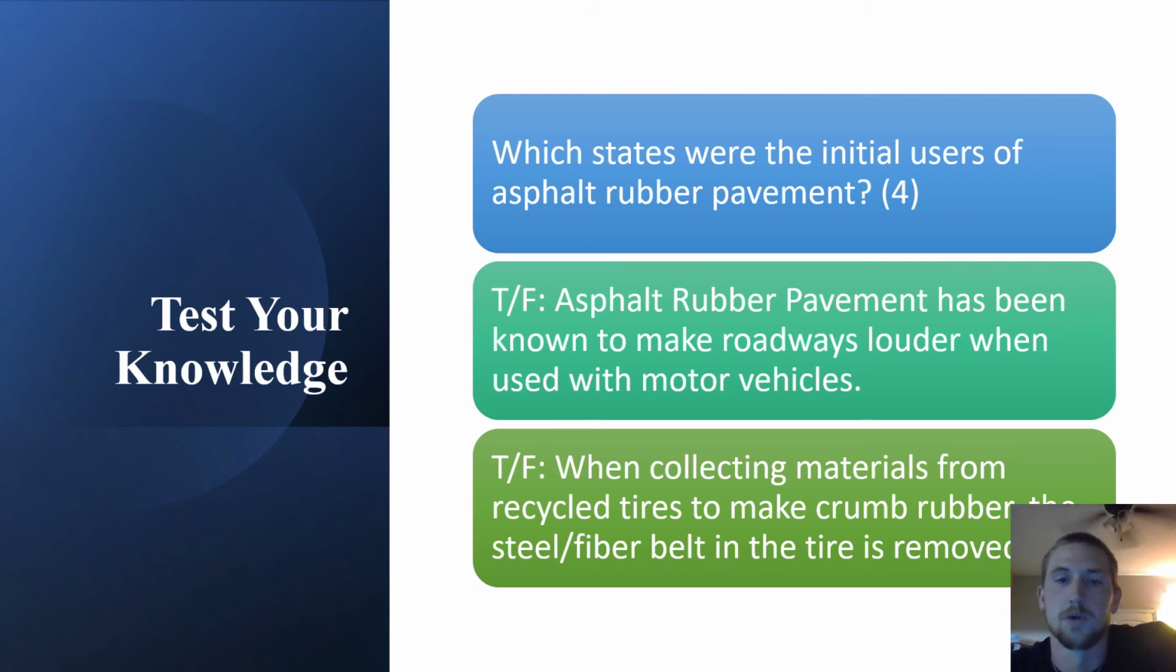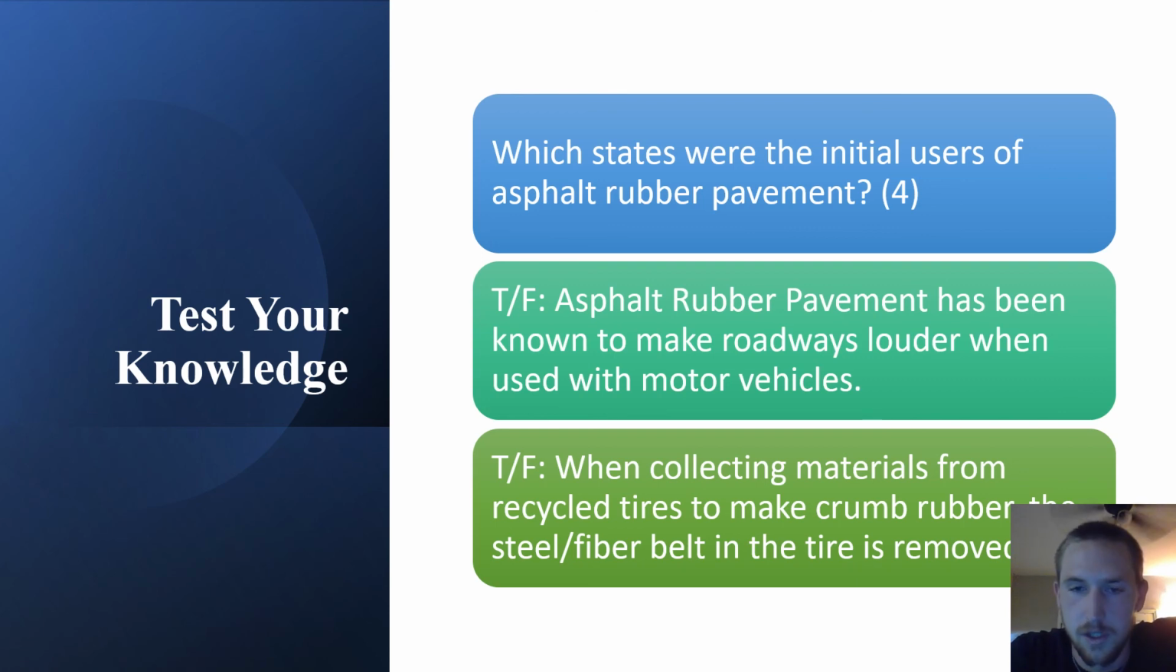Okay, number 2 is a true or false question. Asphalt rubber pavement has been known to make roadways louder when used with motor vehicles. I'll give you another second. That one would be false, because asphalt rubber pavement has been known to make roadways quieter when vehicles are on it. This can help workers that are working on highway construction complete work faster and communicate more easily because it's not as loud.